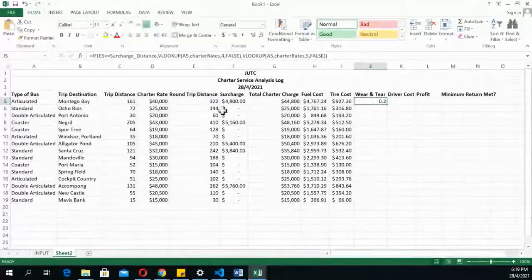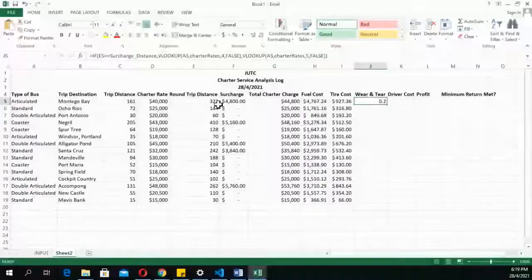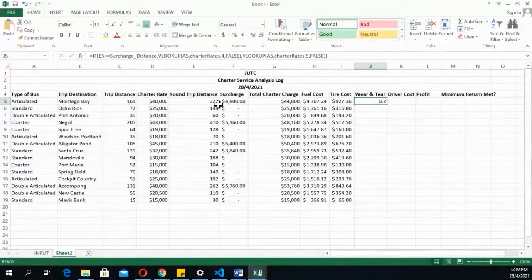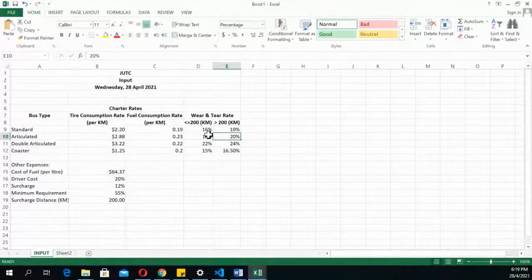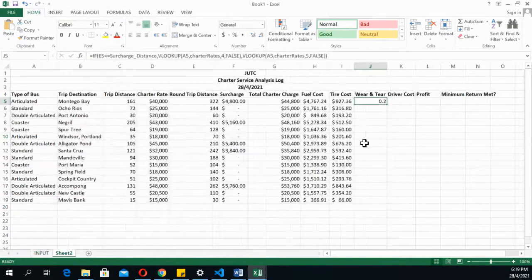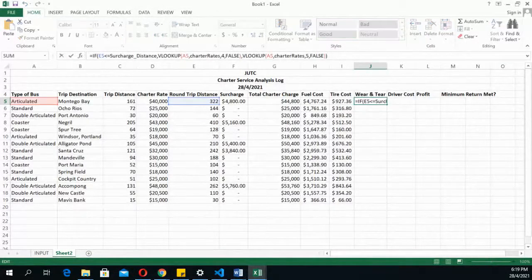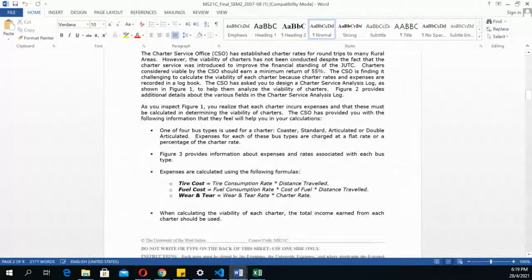So let's just check this. For this one, it is 322, which is greater than 200 kilometers. So for articulate, we know it's column 5, it should return. And there you go, it returned the 20% versus the 18%. So it seems to be working. So what we need to add to this now is the other portion of the formula, which is our charter rate. So multiplying it by the charter rate.